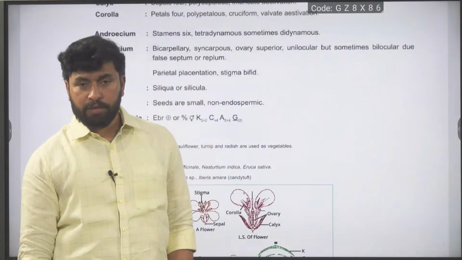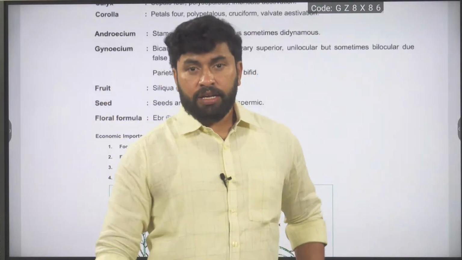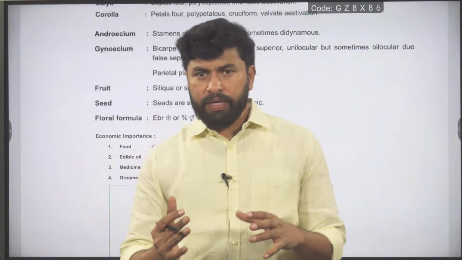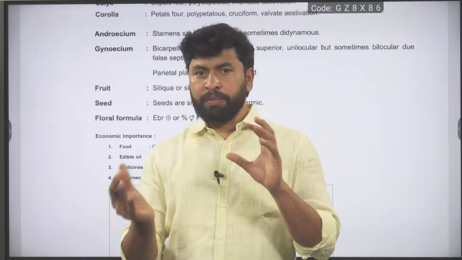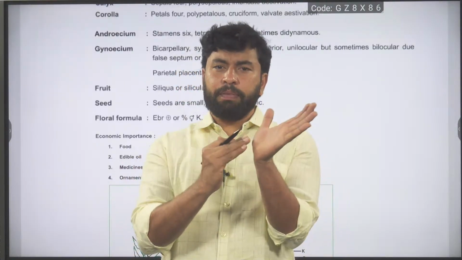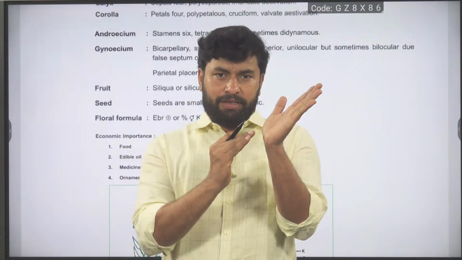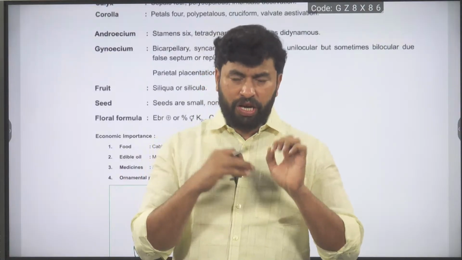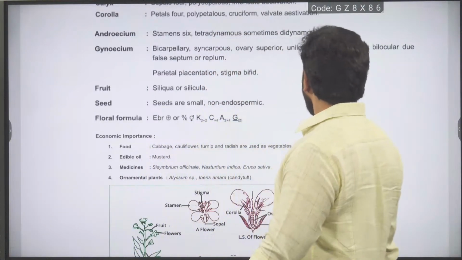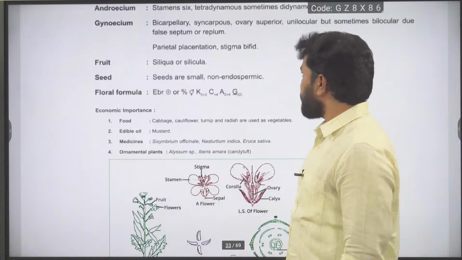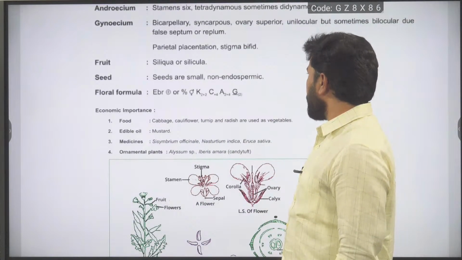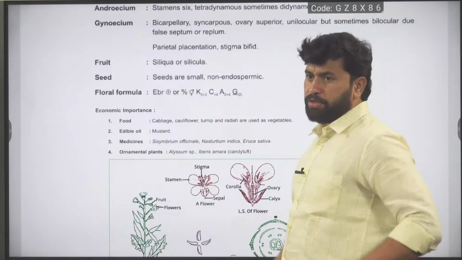When we were discussing family Solanaceae, we mentioned they have a bilocular, bicarpellary, syncarpous gynoecium. But there they have an obliquely placed one, obliquely. Do you remember that? Similarly, the speciality of this gynoecium is that it becomes bilocular due to false septum formation, which is called replum. Parietal placentation, stigma is bifid. Bifid means divided into 2 parts.